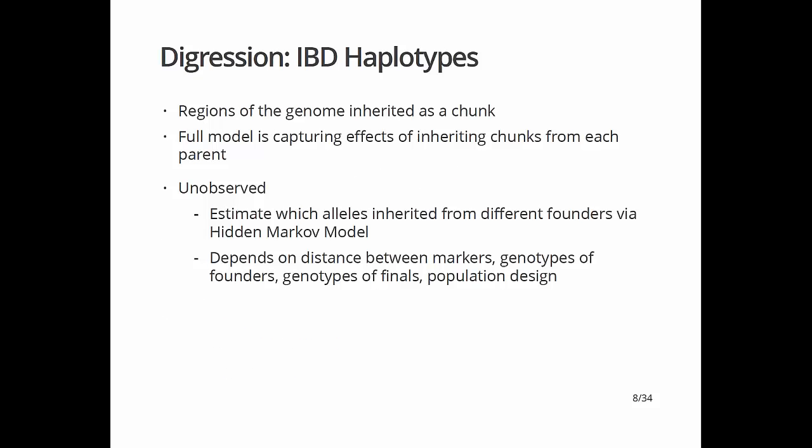In order to fit this model, what we use are the identical by descent haplotypes. So we're looking at regions of the genome which were inherited as a chunk, and the full model is trying to capture the effects of inheriting each chunk from different parents. We estimate which alleles are inherited from the different founders using a hidden Markov model, which depends on the distance between markers, the genotypes of the founders, the genotypes of the finals, and the population design. So basically all of the information that we're putting into our MP cross objects is used to calculate these genotype probabilities. And if your pedigree changes, that will also change these probabilities.